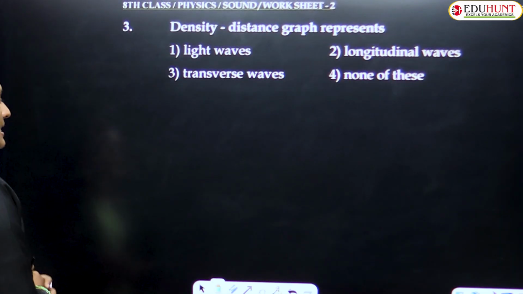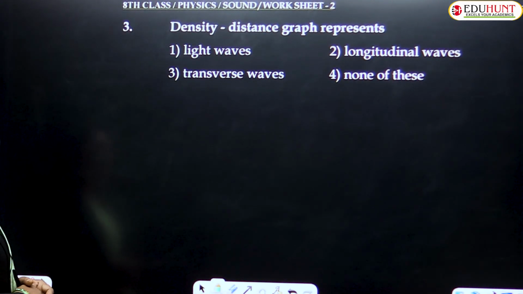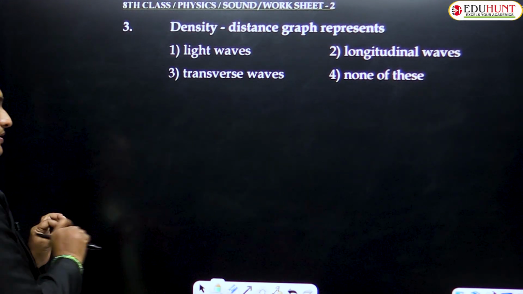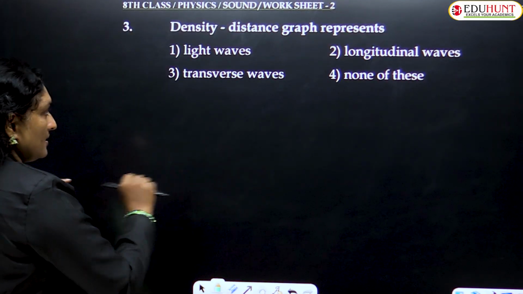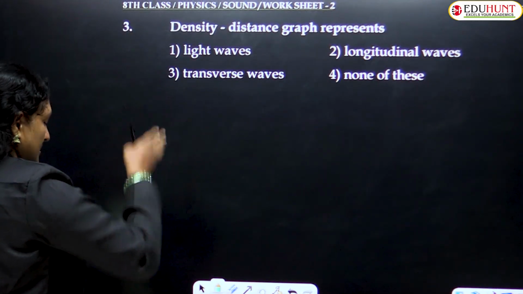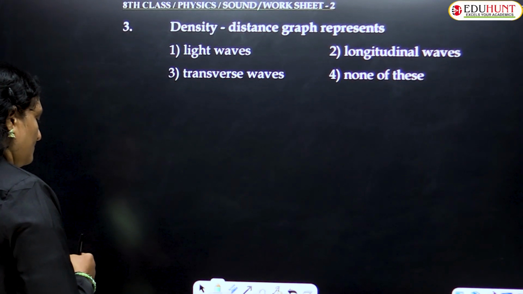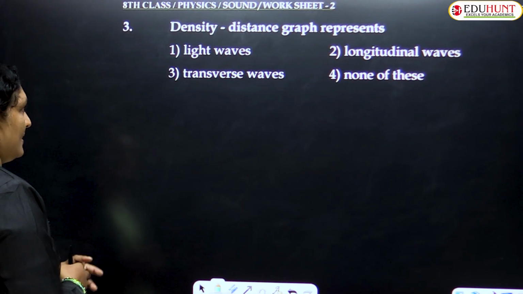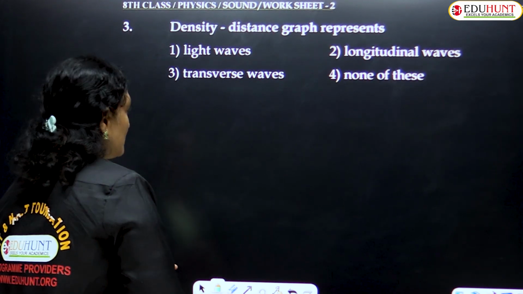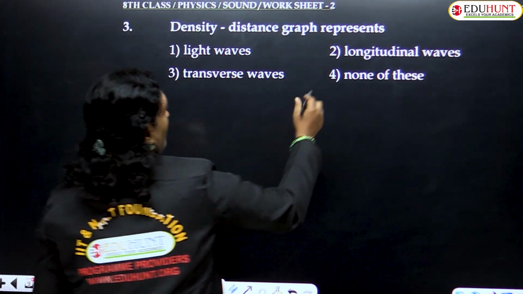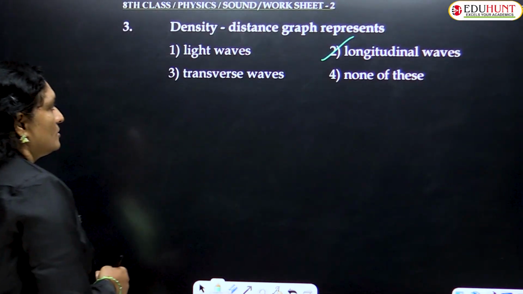Density distance graph. Earlier when I explained the longitudinal waves, I plotted a diagram, children, where the horizontal line indicates the density and the vertical line indicates the distance or displacement. So, the density distance graph represents which one, children? The density distance graph always represents a longitudinal wave.